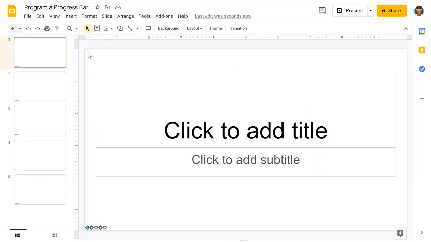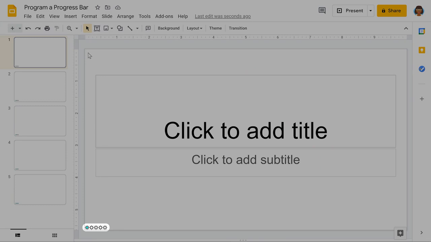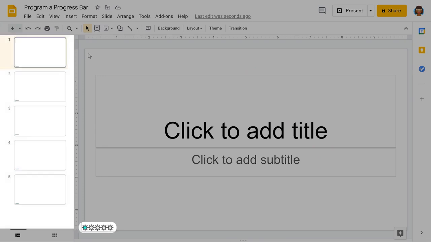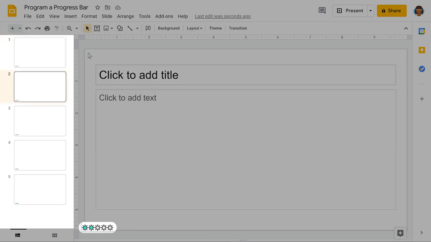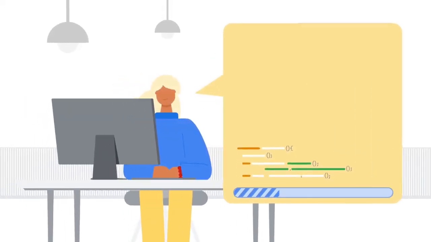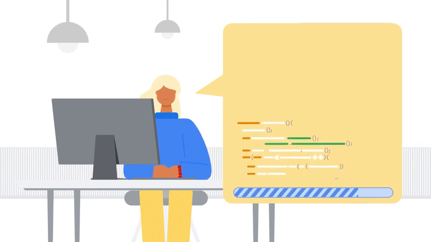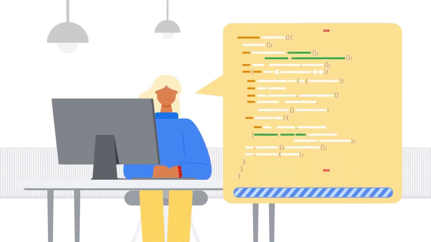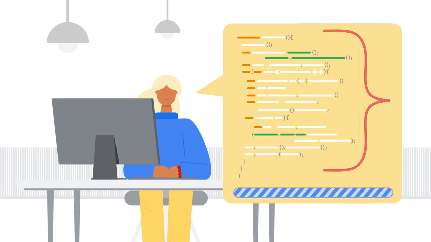Your progress bar will be made of shapes that match the total number of slides you're using in your presentation. Then, as you advance through your presentation, the progress bar will automatically color in the shapes up to the current slide number. To create your progress bar, you will use the programming concept loops. A loop is a sequence of instructions that repeats. Loops save time and reduce coding errors.